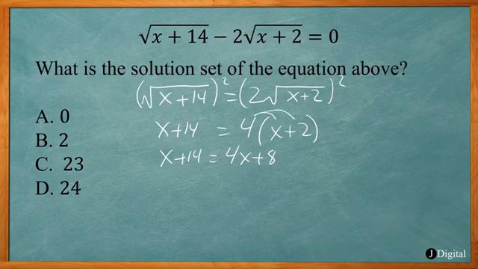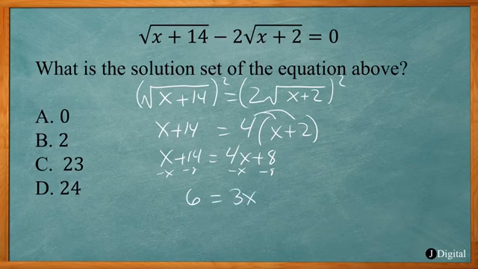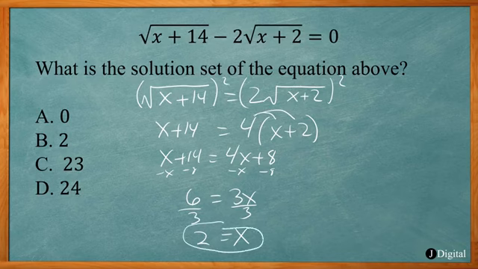I'll get the x's together, so I'm going to subtract x from both sides. I'm going to subtract 8 from both sides. It gives me 6 equal to 3x, divided by 3. We got x is equal to 2. So in this one I don't need to check the answer because there's no choice saying there's no answer. So the final answer is going to be x equals 2. So answer choice B.